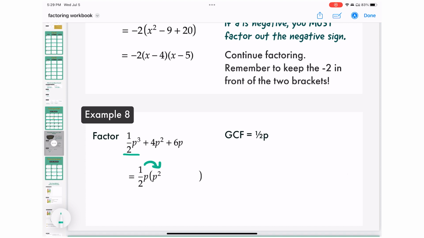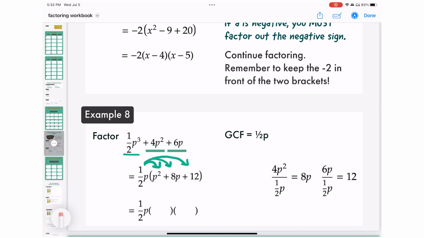The second question is, what does half p multiply by to get 4p squared? If you don't know this one off the top of your head, you can come up with the answer by using the fact that multiplication can be undone by division. The question now becomes, what is 4p squared divided by half p? Now that's 8p. Same with the third term. What is 6p divided by half p? That's 12. And we factor the remaining trinomial normally.